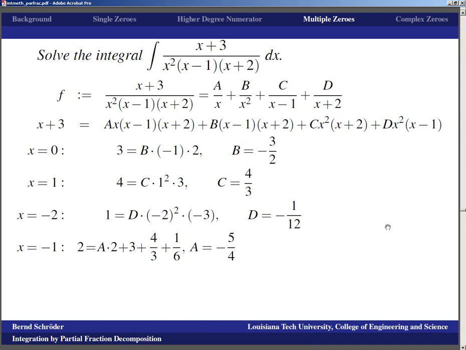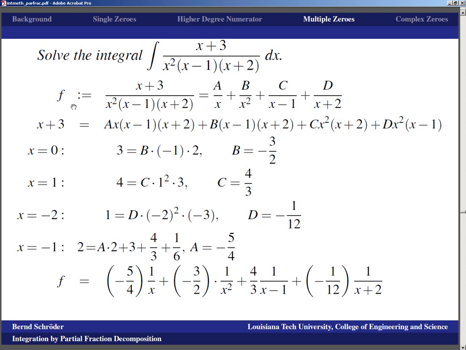But we move on. So after all this mental arithmetic, we have all the coefficients we need, and what we get is f, and basically here I didn't have enough room, so our function is a, which is negative 5/4, times 1 over x, right? Plus b times 1 over x squared, well, 1 over x squared is here, and b is negative 3 halves. Plus c times 1 over x minus 1, and c is 4/3. Plus d times 1 over x plus 2, and d is negative 1/12 here.